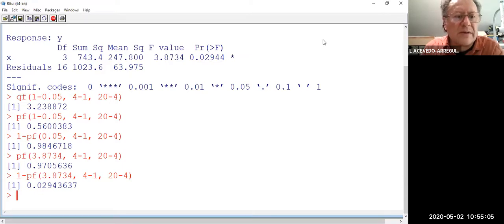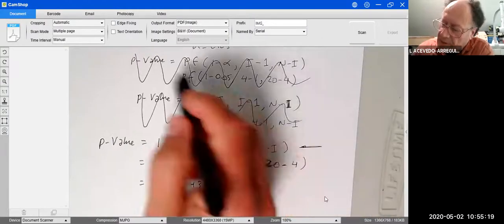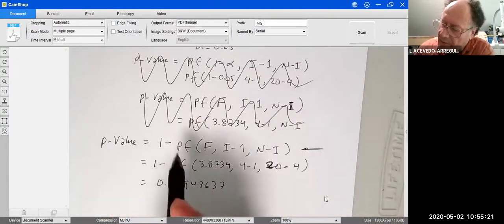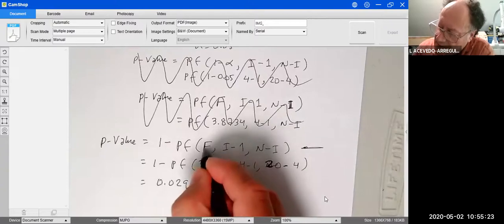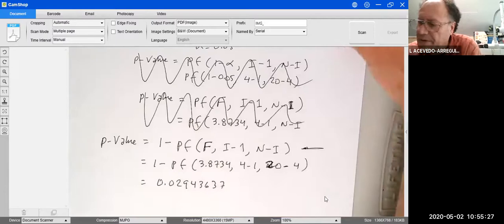So the answer is 0.0294. So I'm going to copy that information in our notes. And that was the mistake I had in my formula. So anytime that we compute the p-value, we use the test statistic, not alpha. We're going to use alpha to compare to the p-value.